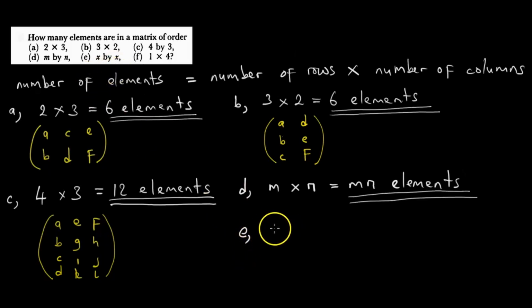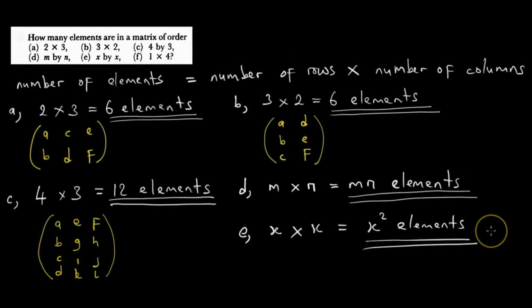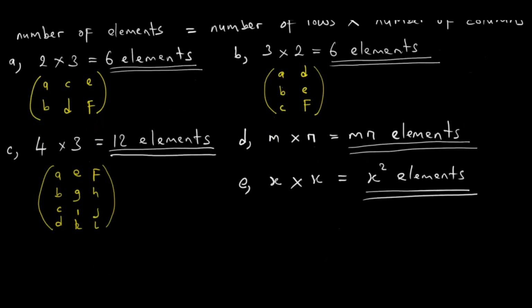Let us go pa E. E yakati x by x. Kuti tiwane the number of elements, x times x. This is equal to x squared elements. That will be our answer. Then lastly, a 1 by 4. So we go to 1 times 4, which is equal to 4 elements.